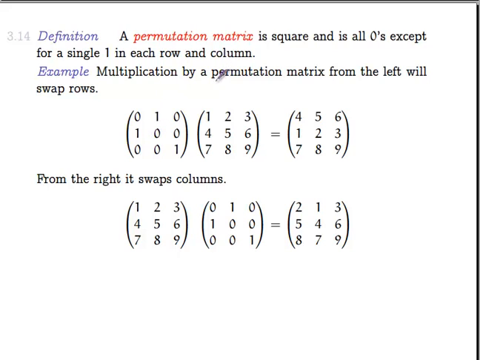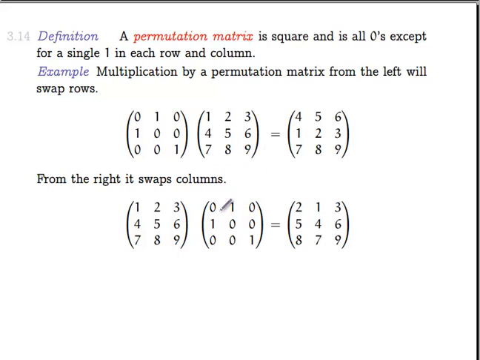Now if I multiply by a permutation on the left, it will swap rows. Okay, these two, if you notice, this permutation matrix is the same as the identity matrix with the first two rows swapped. And you can work out this multiplication. If you multiply this on the left by another matrix, it will swap those same two rows of this matrix.